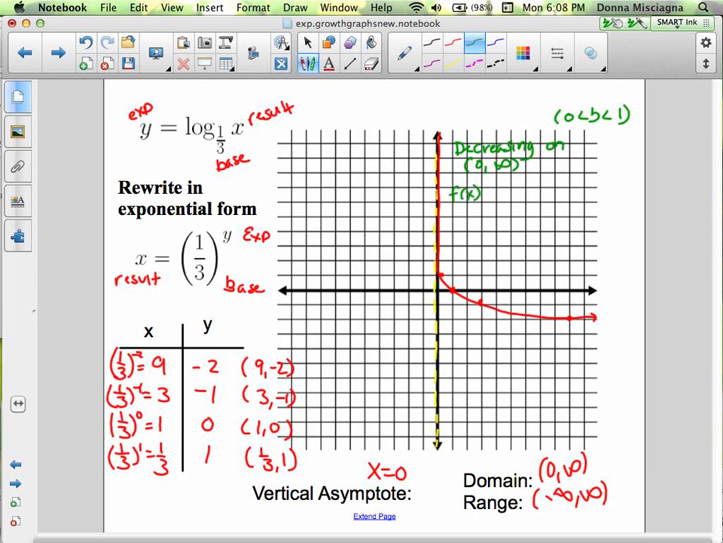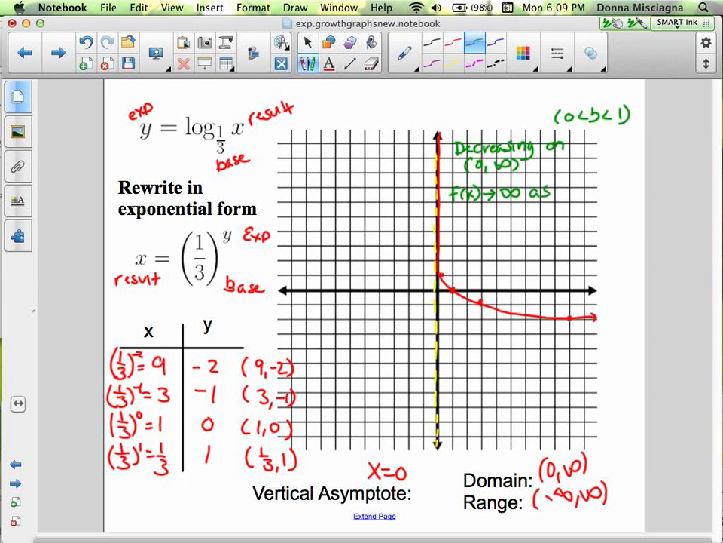So this time, instead of approaching negative infinity, our graph is approaching positive infinity, because we're decreasing. The smaller and smaller the x value, the larger and larger the exponent is. Because if I raise 1/3 to a larger and larger power, I'm going to get something smaller and smaller and smaller. So our function is going to approach infinity.